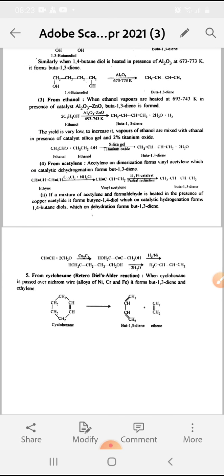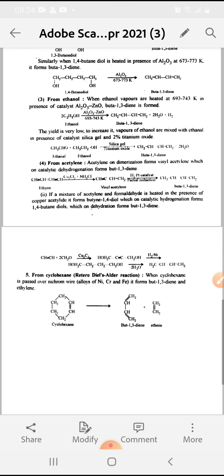Next we come to acetylene. Acetylene on dimerization forms vinyl acetylene, which on catalytic dehydrogenation forms buta-1,3-diene. So we see that if a mixture of acetylene and formaldehyde is heated in the presence of copper acetylide, it forms butane-1,4-diol, which on catalytic hydrogenation forms 1,4-butane diol, which on dehydration forms buta-1,3-diene.